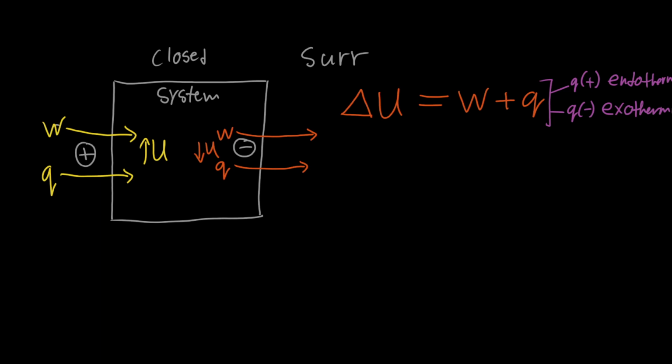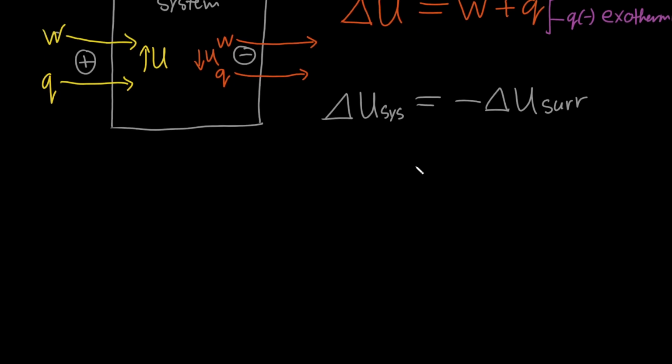Okay? However, in both cases, to change the internal energy of the system, the delta U of the system, we have energy being transferred either into or out of the system. Therefore, the energy lost or gained by the system is equal to the energy lost or gained by the surroundings. So in this way, the change in internal energy of the system is equal to the negative change in internal energy of the surroundings.